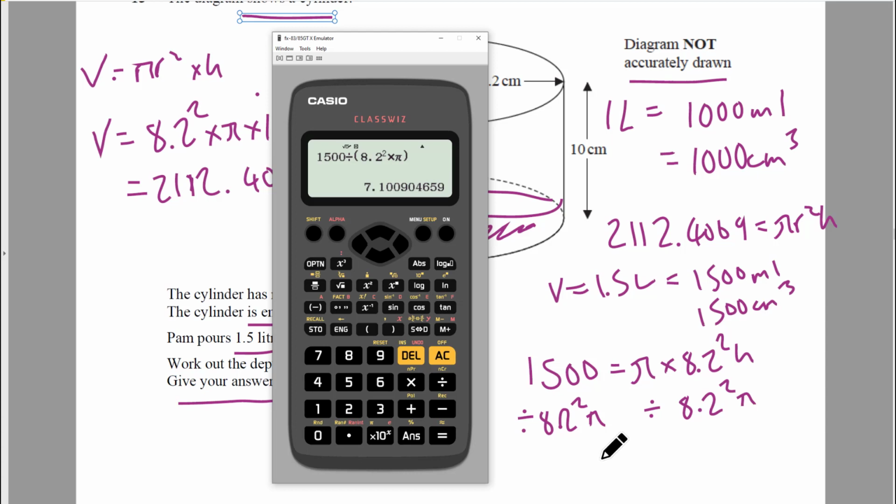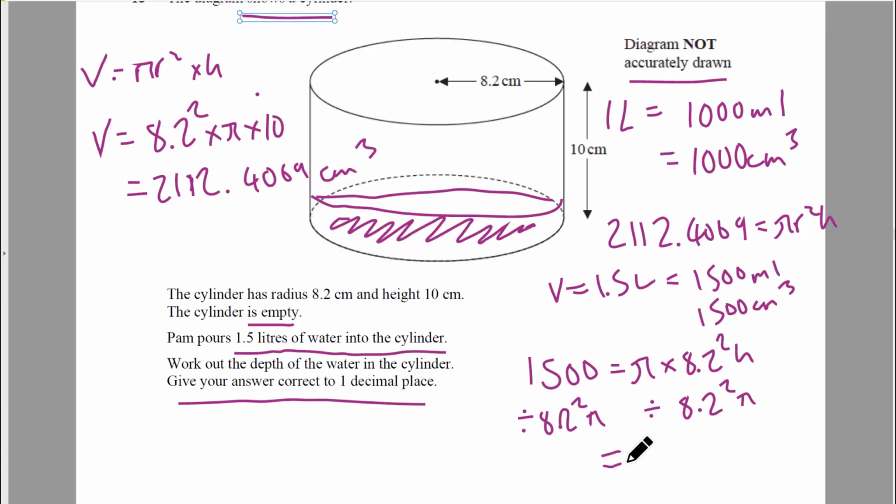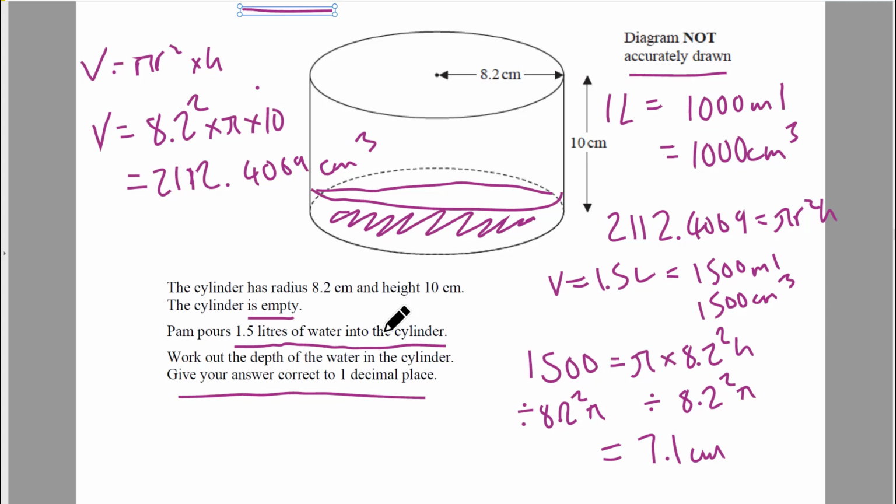And to one decimal place that equals 7.1. And that will be centimetres. And that's the easiest way to do it, I think. So did we really need to find the volume of the whole shape to do this? Not really.